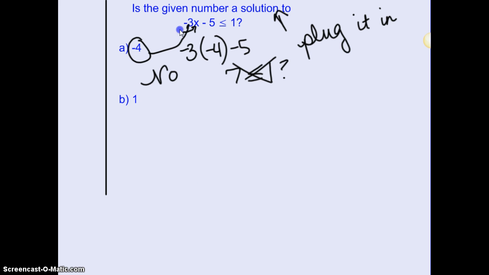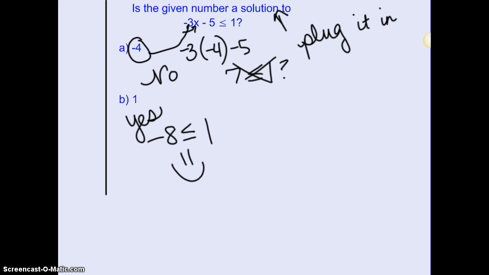Now try this one. What do you think? Negative 3 times 1 is negative 3. Minus 5, negative 8. Is negative 8 less than or equal to 1? The answer is yes. So you write yes.